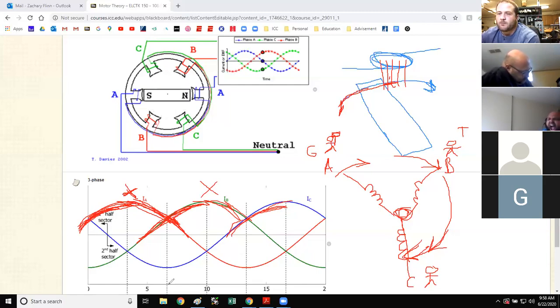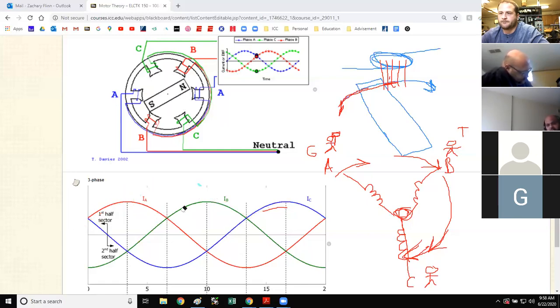So if you pick one point in time on this graph, and I'm going to have to clear, I'm going to do an eraser. Yeah, there's an eraser. I'm going to erase all this stuff over here. So let's pick one point in time on this graph.